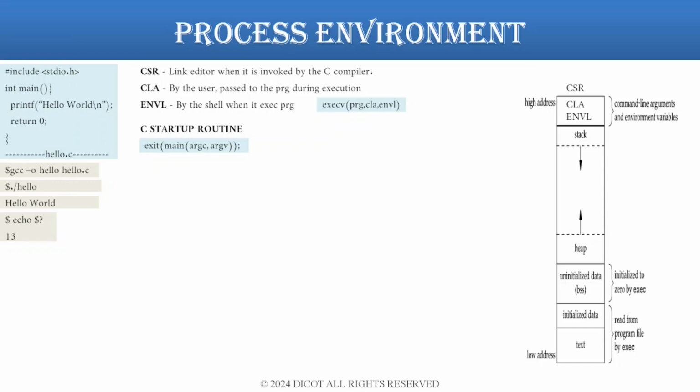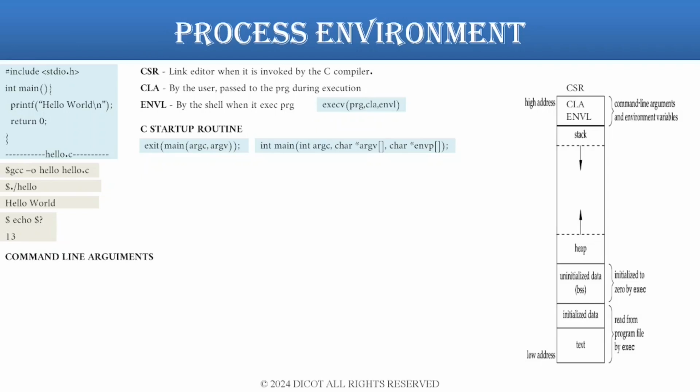Now, the C program starts execution with the function main. The prototype of the function main is as shown. Here, argc is the number of command line arguments and argv is an array of pointers to the arguments. The main function can have a third argument, an environment list, which is similar to an argument list. In this case, the prototype of the main function will look something like this.